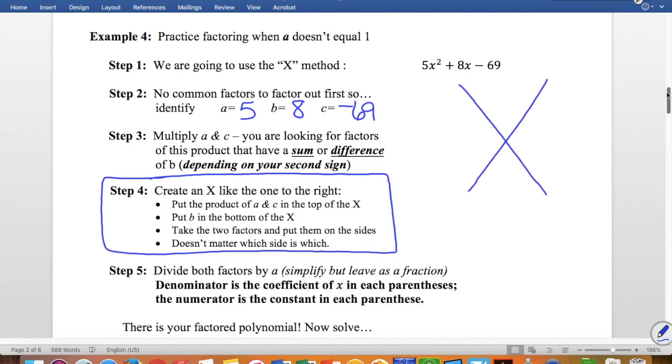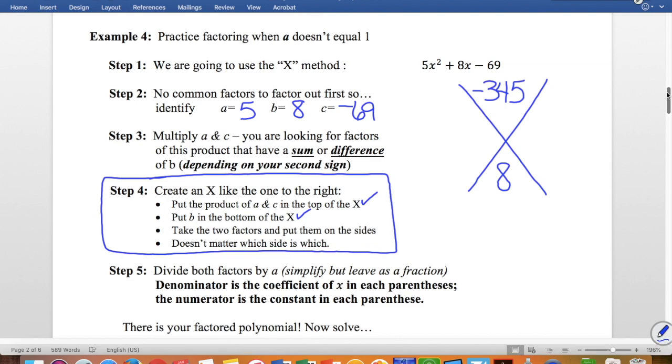So 5 times negative 69, well, 5 times negative 60 is negative 300. And 5 times negative 9 is negative 45. So I put negative 300 and negative 45 together to get negative 345. Mental math, that's a way to do it. I need factors of 345 that have a difference of 8, because it says put the product of a and c in the top box or the top of the x. We did, negative 345. Put b in the bottom of the x. I did. I put 8.